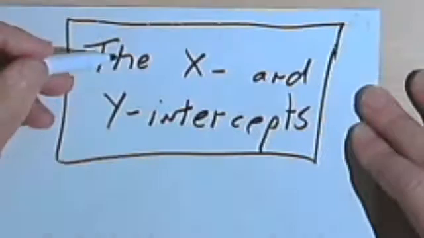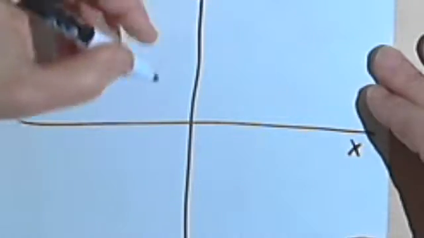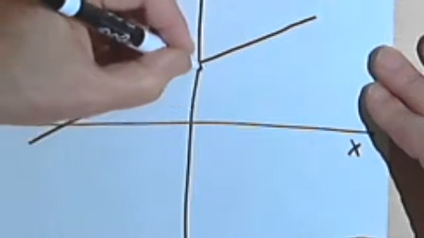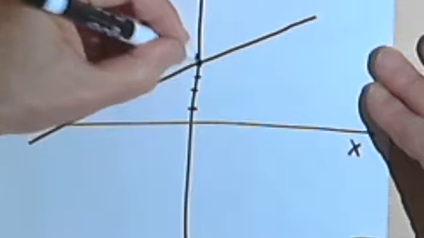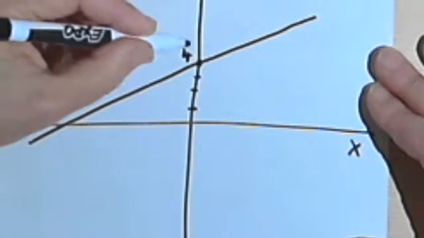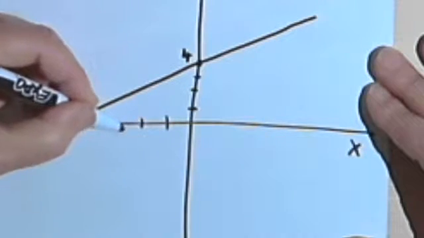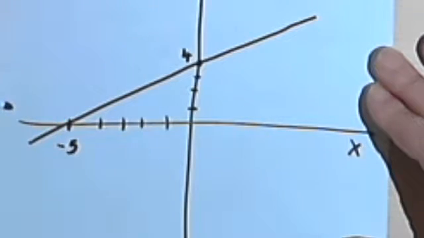This video is going to be about the x and y intercepts of a graph. So here's what we're talking about. Let's see, I've got a graph. So I've got the x-axis and the y-axis. And let's say I have a line that goes through the graph like this. And let's say that this point here is at 1, 2, 3, 4 on the y-axis. And this point here is at 1, 2, 3, 4, -5 on the x-axis.